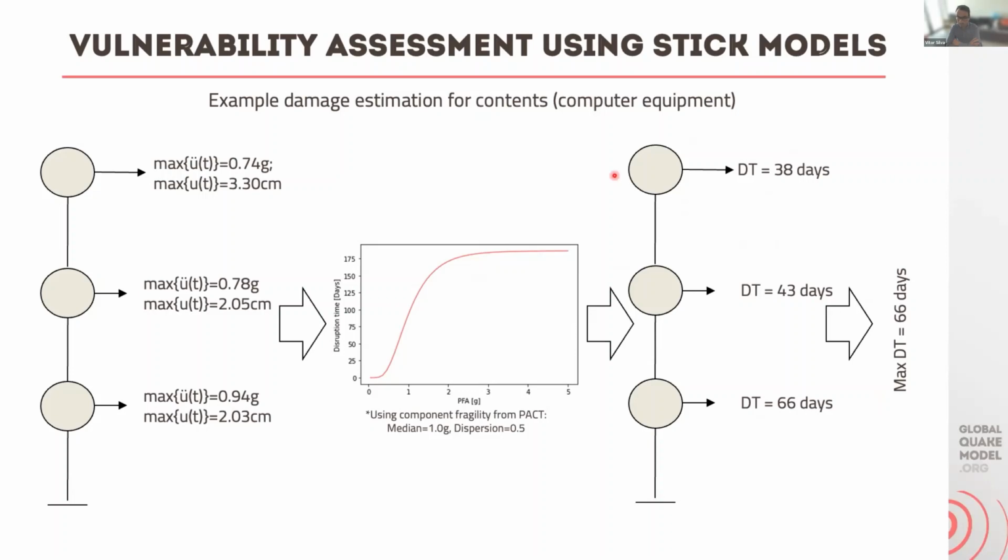Obviously, PACT is, as I mentioned previously, one of the most important sources of this type of information, but it is obviously very tailored to the United States and to the way that the contents exist in the United States and the components are built in the United States. So we are building this database of damage functions, cost functions, and this is also going to be part of the next version of the Vulnerability Models Toolkit.